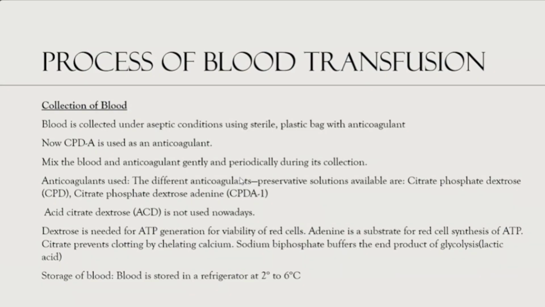We have the citrate phosphate dextrose, the CPD. We also have the CPDA1, which is the citrate phosphate dextrose adenine. Then we also have the acid citrate dextrose, but this one is not used nowadays. Dextrose is used for ATP generation for the viability of these red blood cells. The adenine is a substrate for the red cell synthesis of ATP. The citrate, we know it chelates calcium, so it prevents clotting.